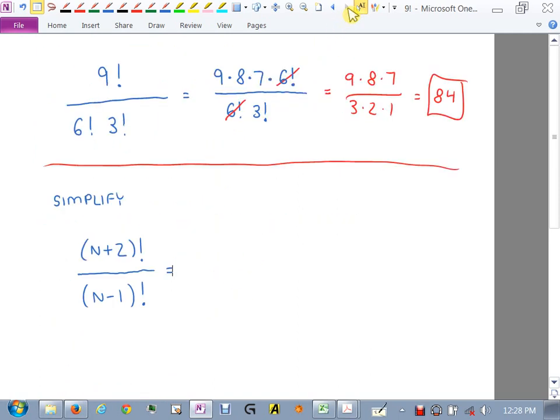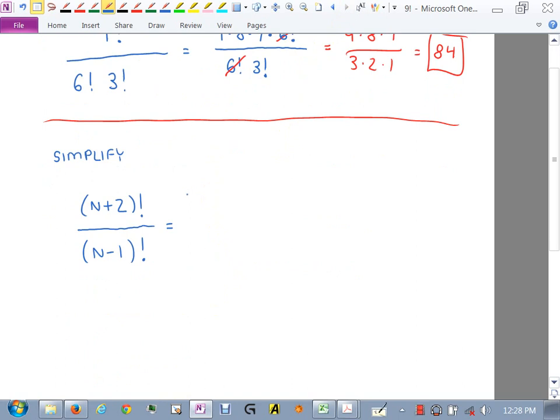So can I rewrite this as, well, what's there to start with? N plus 2, right? Times, now take 1 away from that. So subtract 1 from this. N plus 1, right? Keep going. Now, I could say factorial right now, but I want to keep going. Take 1 more away. N plus 0, which is just n. Take 1 away again. When do I stop? Now. Why? Because what's on the bottom? N minus 1 factorial.